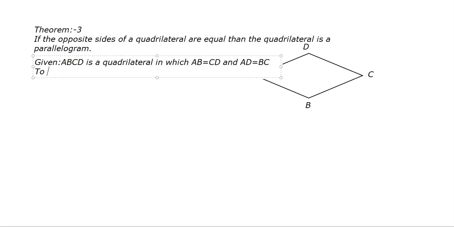Now you have to prove here ABCD is a parallelogram, which means that these opposite sides are parallel. AB is parallel to CD and AD is parallel to BC.